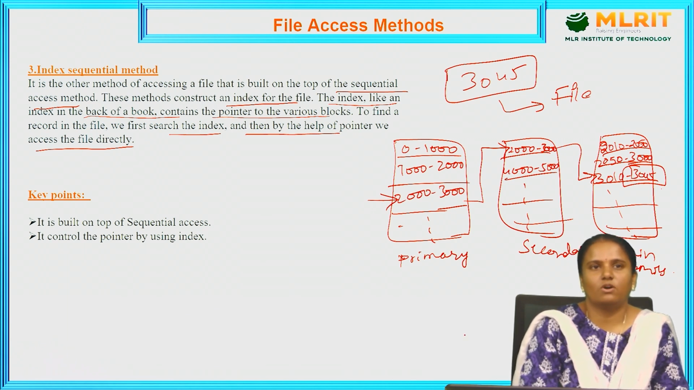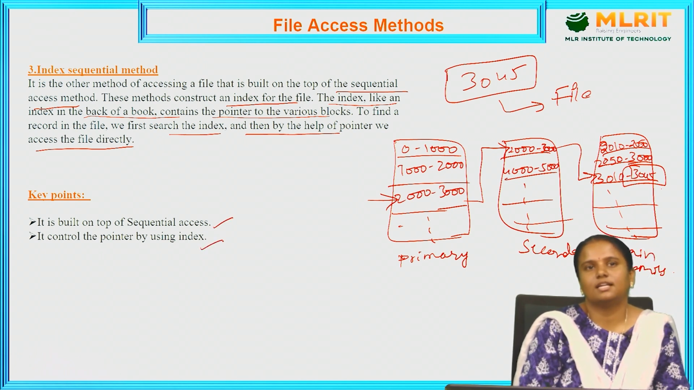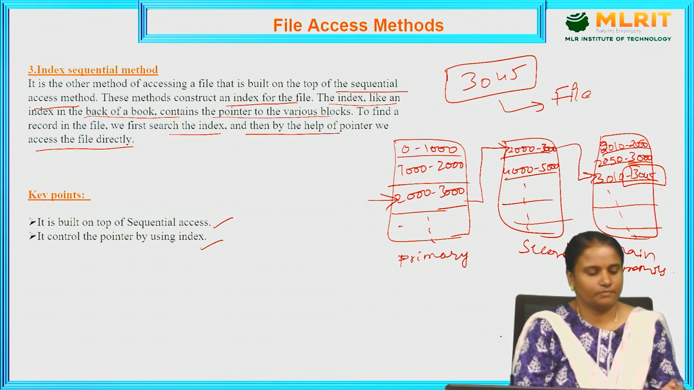What are the key points for this? It is built on top of sequential access. It controls the pointer by using the index. So it is sequential at the top and controlled by the pointer using the index number, one after the other. First it checks sequentially in primary, then goes to secondary, then in main memory we find the file with the index number. Exact matching should be done with the index number to find that file. This is how we access the files in the index sequential method.